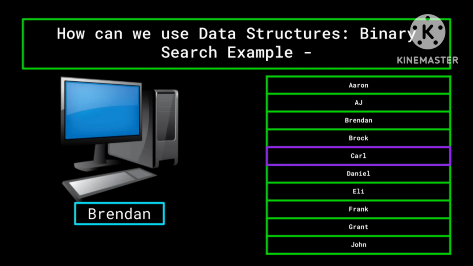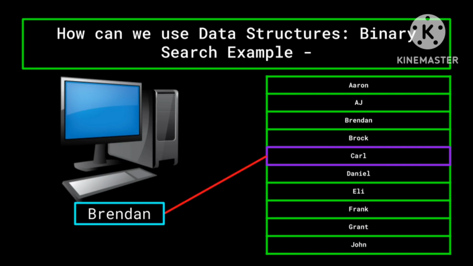Now, once you find your middle value, you first check to see if the name at the index you've chosen is the name that you're looking for. If it is, you simply return that index. But 99% of the time, it's not going to be, including right now, so let's keep going.